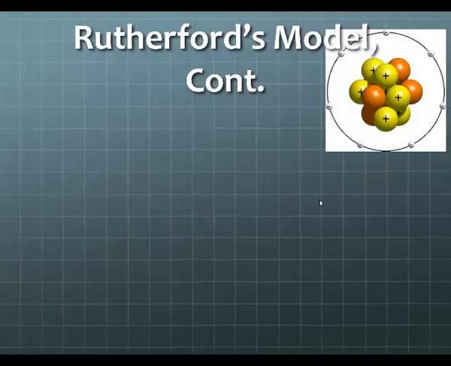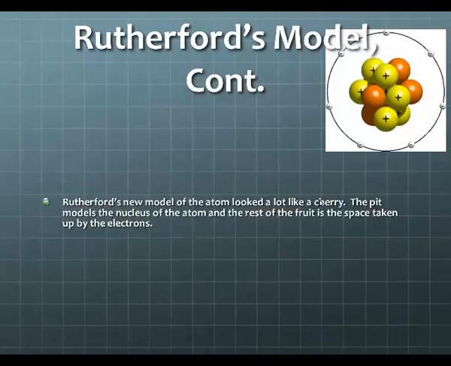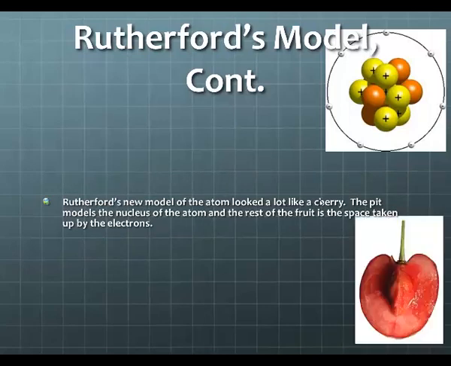So Rutherford developed a new model of the atom, and his new model looked a lot like a cherry with a pit in the middle of it. And so he thought that the area where the pit was would be like the nucleus, where there was a whole bunch of positive charge, and then the rest of the fruit was the space that was taken up by the electrons. So that outer fruit area, the electrons would kind of flow around in that area.